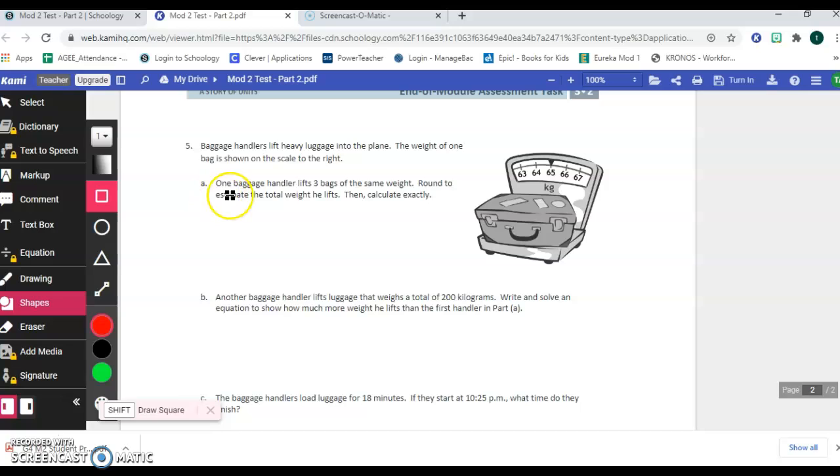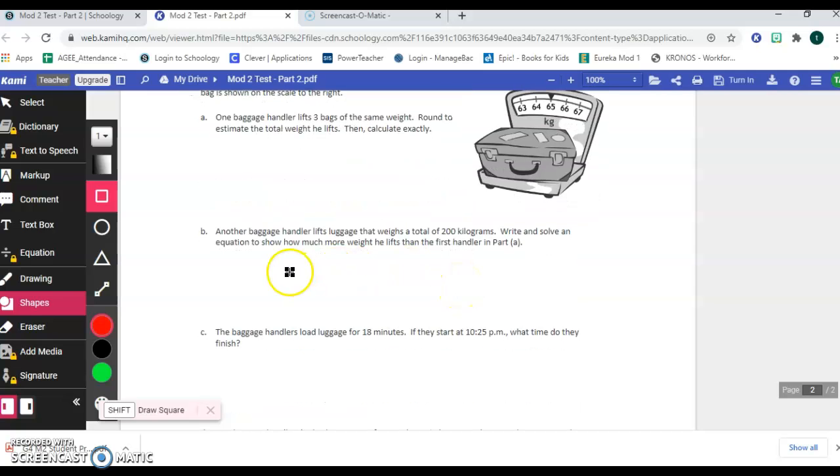Round to estimate the total weight he lifts. Then calculate exactly. So there are 2 different computations that you're going to be doing here. You're going to do one calculation where you are rounding to estimate this total weight, 3 bags of this weight, and then you're actually doing a separate calculation that is exactly this amount 3 times. Okay, so you should have 2 separate calculations in 5A to get full credit.